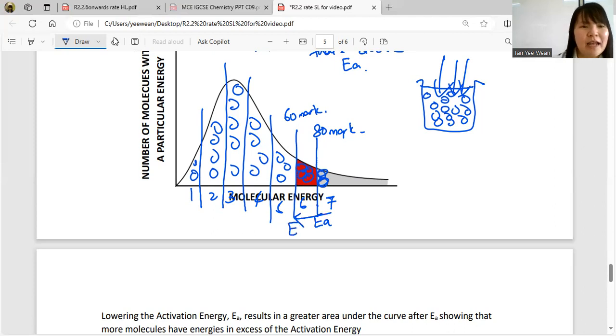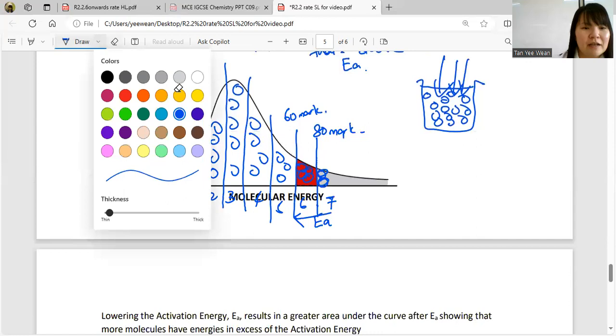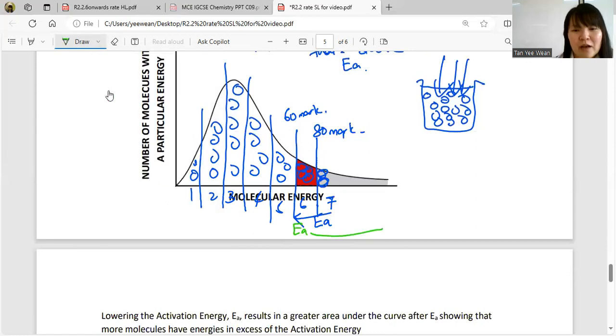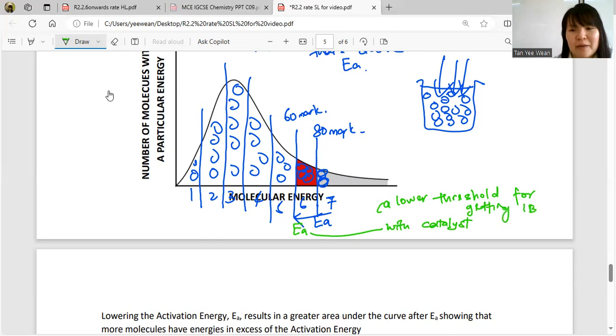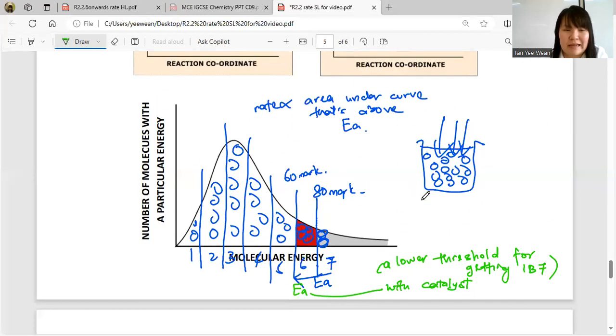So this is the new EA. Change the color. EA with catalyst. It's equivalent to a lower benchmark, a lower threshold for getting IB7. So now those who got 6 just now already automatically get 7, because I reduced the requirement mark for getting IB7. So that's what a catalyst does. It lowers the activation energy. And this is what a Maxwell-Boltzmann distribution looks like.